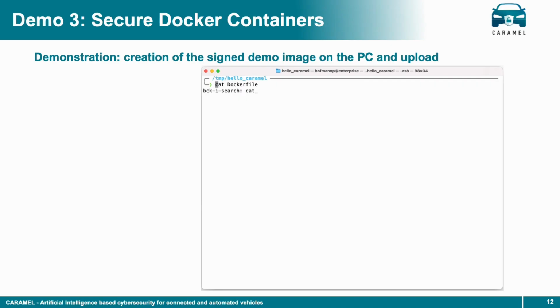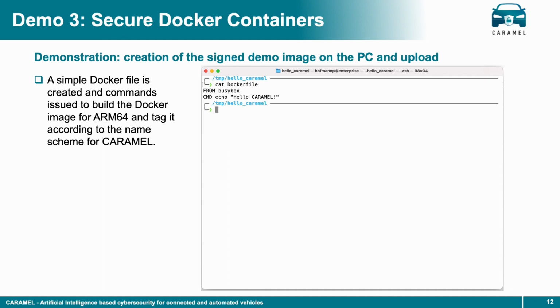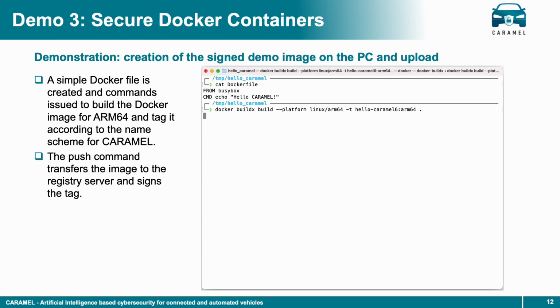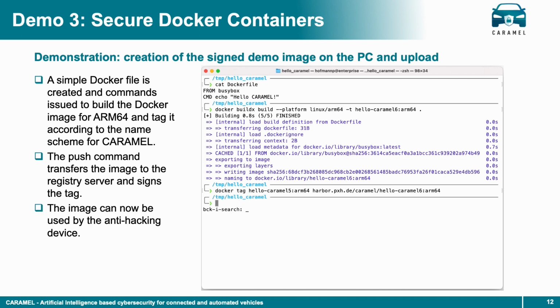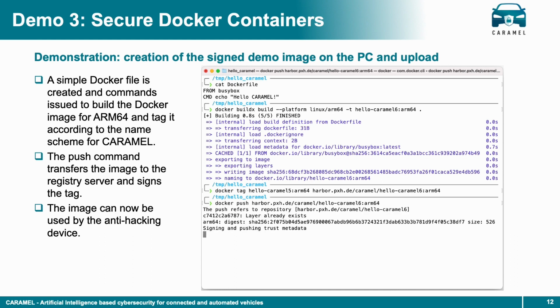In this demonstration we show the creation and upload of a signed demo image on the developer workstation. A simple Dockerfile is created that only outputs a Hello World message. We then issue commands to build the Docker image for ARM64 and tag it according to the name scheme for Caramel. The push command transfers the image to the registry server and signs the tag. The image can now be used by the anti-hacking device.